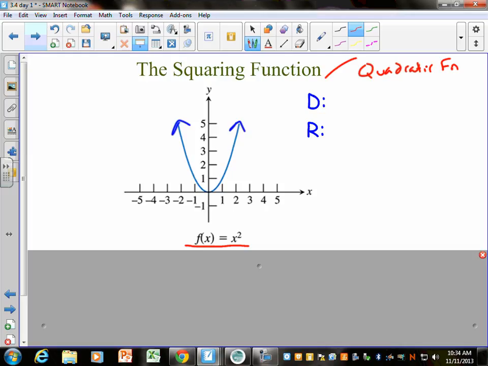And again, you don't have to make a lot of marks. If I was graphing this in my notes right now, I wouldn't make any marks on my x and y axis. You're just trying to get the general shape down. What would the domain of x squared be?